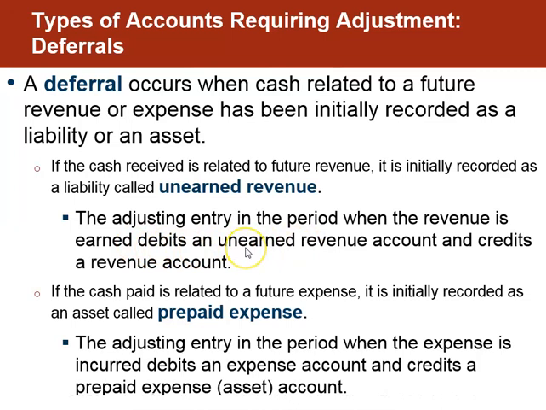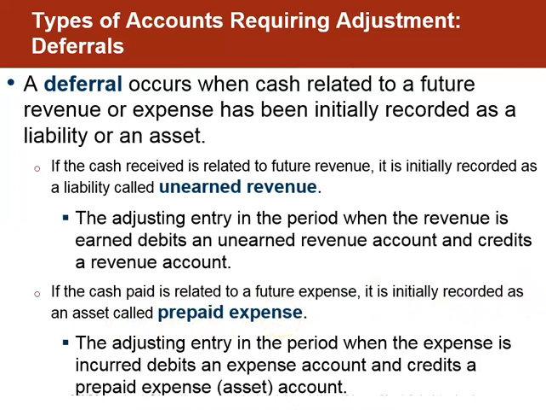We're going to debit it as the revenue is earned, and then we're going to credit the revenue account. We'll look at some examples if that's confusing. If the cash paid is related to a future expense, it is initially recorded as an asset called prepaid expense.